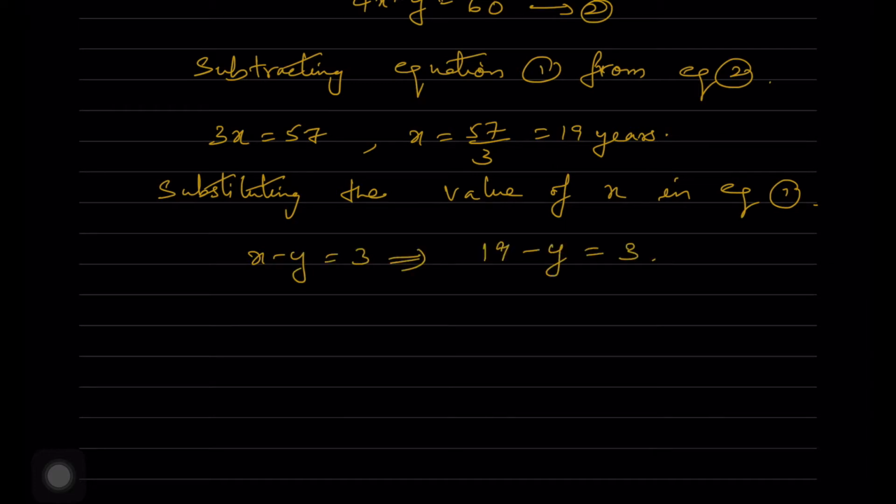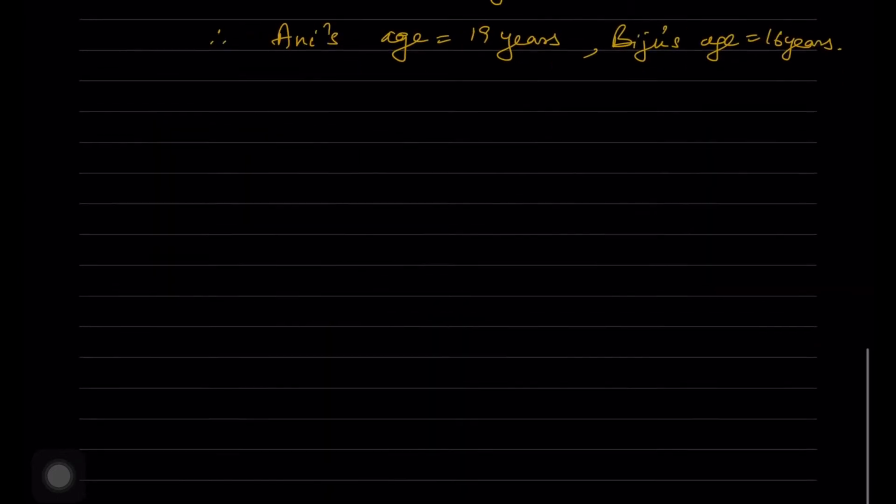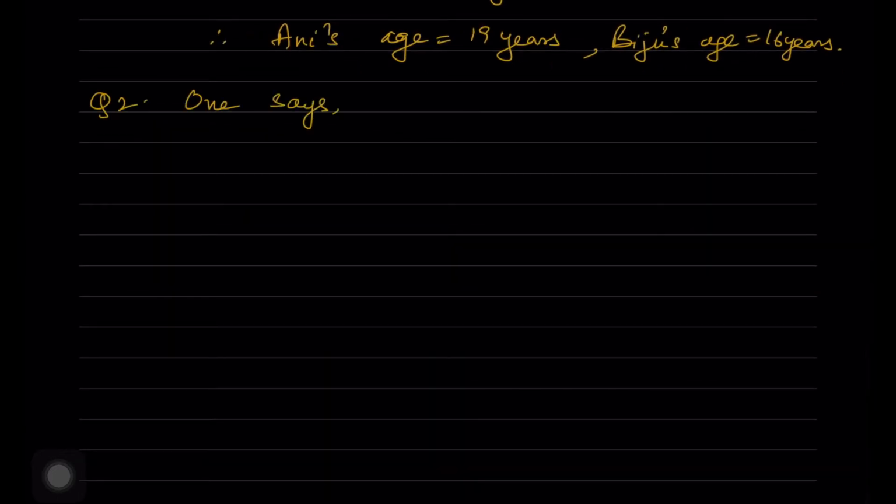Substituting the value of x in equation 1, x minus y is equal to 3, so y is equal to 19 minus 3, that is equal to 16. So here we get Ani's age is equal to 19 years and Biju's age is equal to 16 years. We are not considering the other case, where x minus y is equal to minus 3, because there we get x is equal to 21 and y is equal to 24.